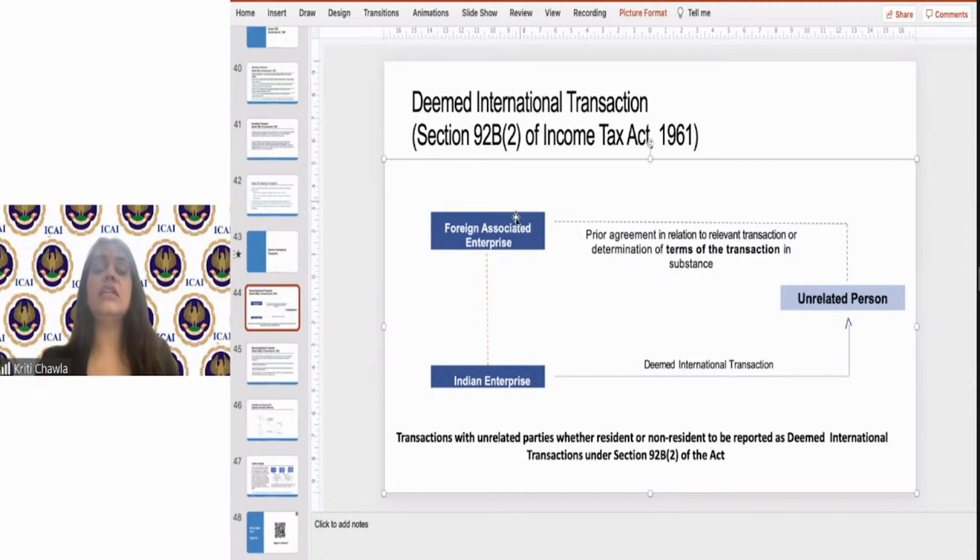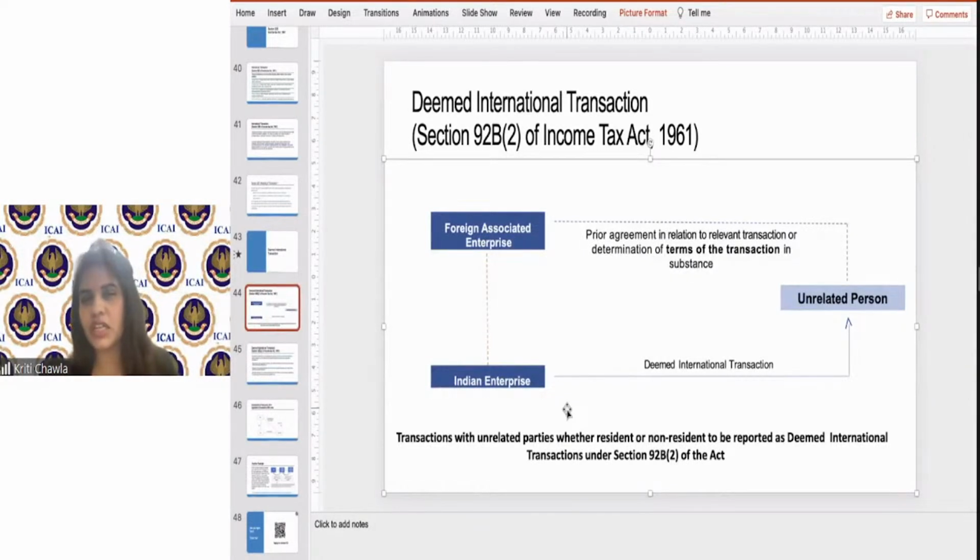So this Indian enterprise and foreign enterprise said that let's have the Indian enterprise transact with an unrelated person. Because if they transact with an unrelated person, obviously transfer pricing provisions will not be applicable.